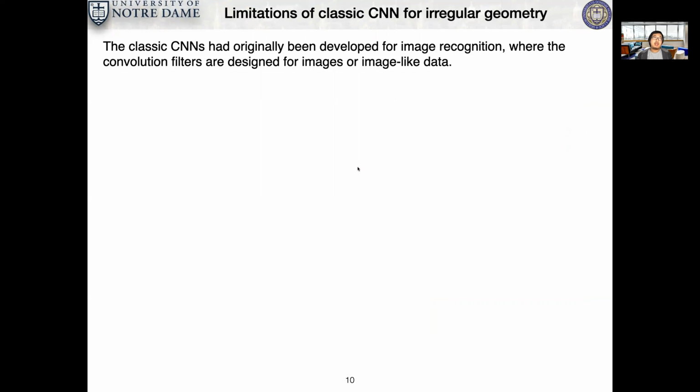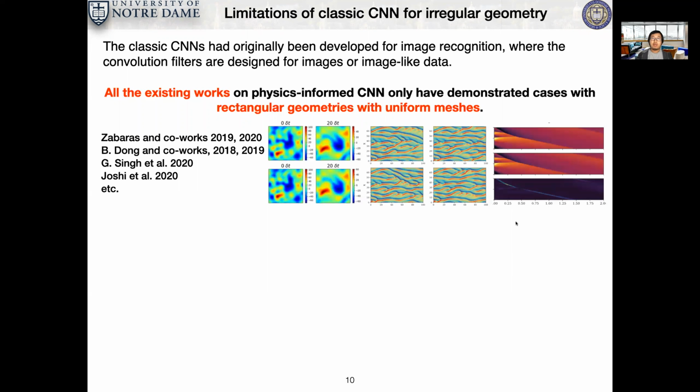We know the classic CNN was originally developed for image recognition and processing, where the convolution filters are designed for images or image-like data. That is why all the existing work on PDE-constrained CNNs is only able to deal with problems defined on rectangular domains, rectangular geometries, and with uniform meshes. They cannot go beyond the regular image-like domain because of the intrinsic limitation of classic CNNs.